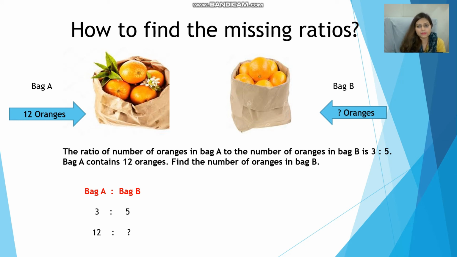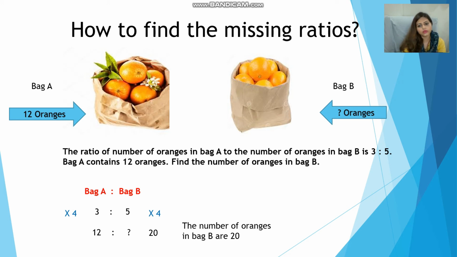So for finding the missing value, we will take an equivalent ratio. We will think of a number we multiply by 3 to get 12, and with the same number we are going to multiply by 5. Let's have a look. 4 is the number by which we multiply 3 to get 12. And with the same number, we multiply 5 to get the missing value, the unknown number, which is 20. 5 multiplied by 4 is 20. So the number of oranges in bag B is 20.